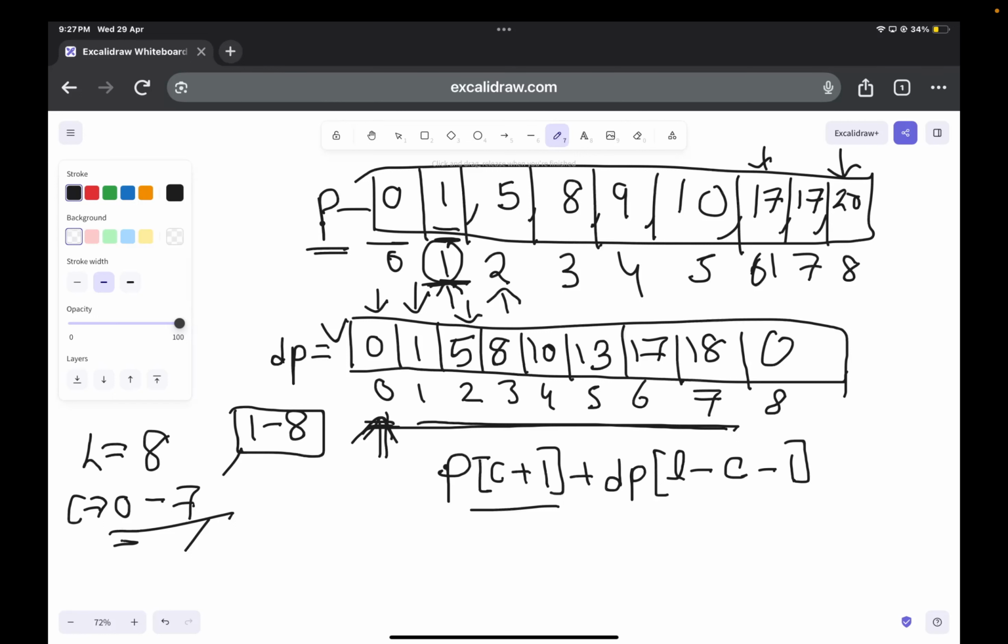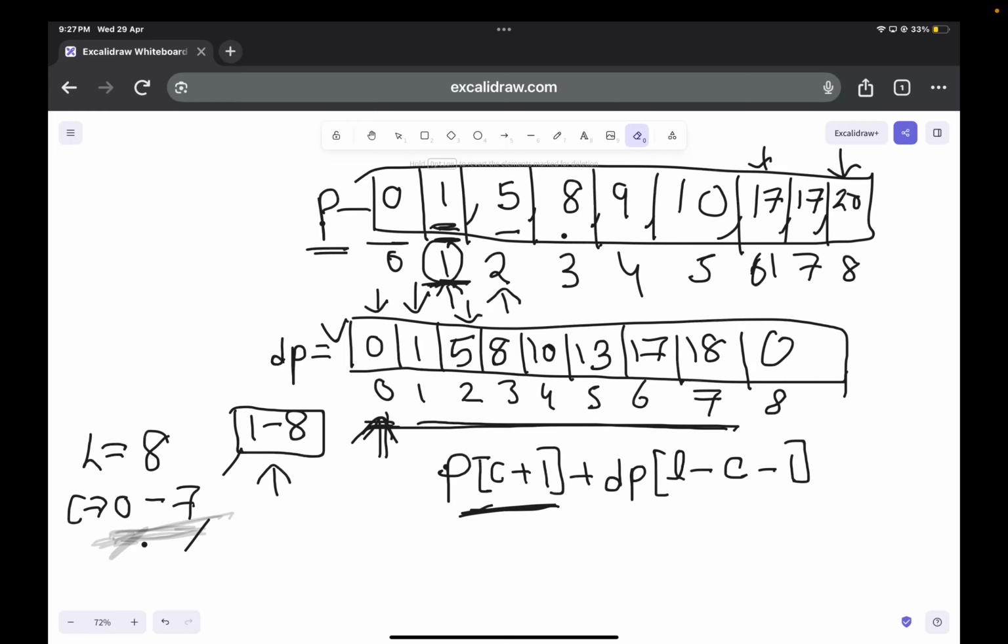Are you understanding? Basically I am doing 1 to 8 cut, but just because of index I am doing minus 1, but the prices are in the same context. So 0 plus 1 is 1. So the price of cutting 1 I will get in index 1. The price of cutting 2 I'll get in index 2. The price of cutting 3 I'll get in index 3. Understood? Yes, sir.